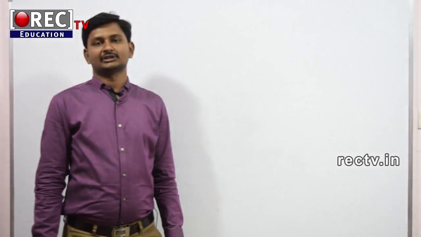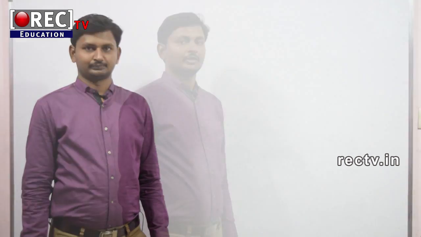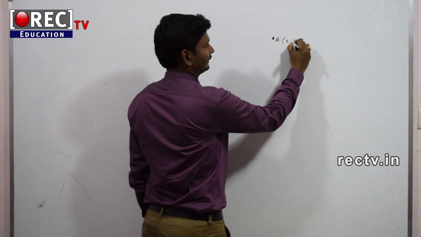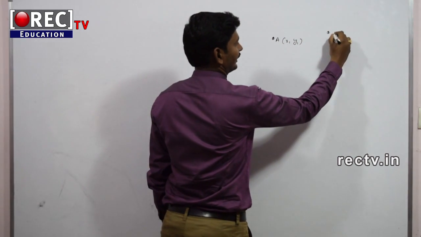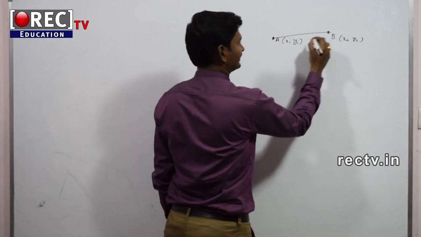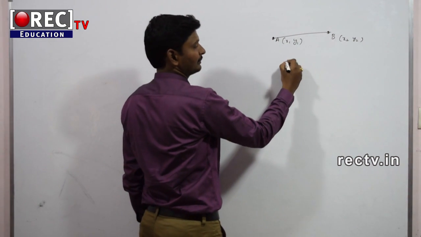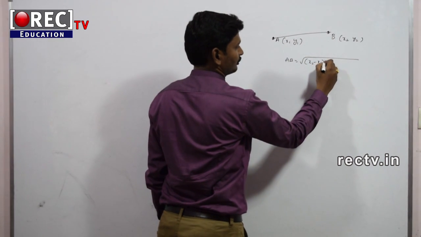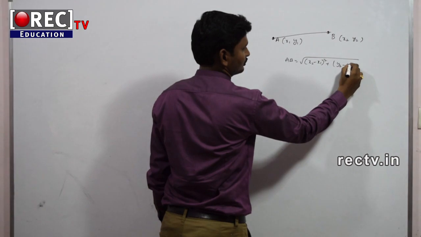Today we are discussing the topic coordinate geometry part 2. In part 1 we already discussed the concept of distance between 2 points. The first one is A (x1, y1), the second point is B (x2, y2). Now the distance between these 2 points, otherwise the length of the line segment AB, is equal to the square root of (x2 minus x1) whole square plus (y2 minus y1) whole square.